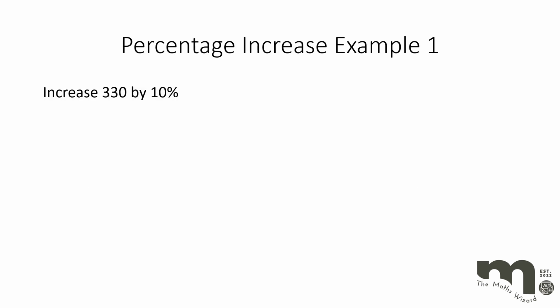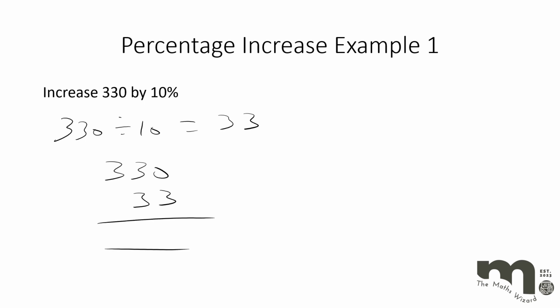So the first example we're going to look at here is: increase 330 by 10%. Quite a straightforward one to start with. Now there's a couple of ways we can do this. If you know how to do percentages of an amount, you could divide that 330 by 10 to get you 10%, which is 33. Then you just add it on. So that would be 363. We'll call this method 1.